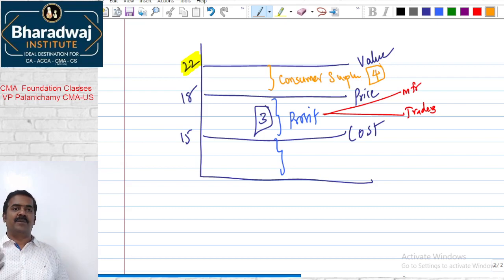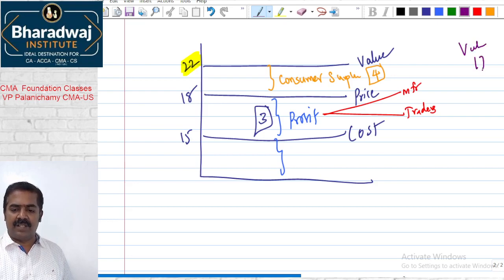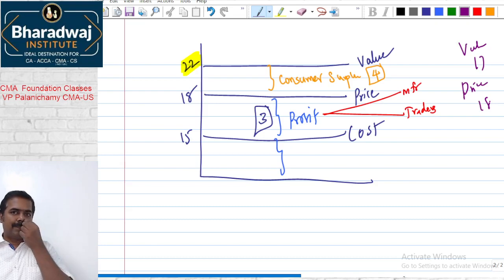I find the value, the level of satisfaction, is more than the price that I pay. I've got more enjoyment than the price that I pay. So this is called consumer surplus. If the value is lesser than the price, will people buy? Let's assume value is only 17 rupees, price is 18 rupees. Will you buy? Sorry, 17 rupees is the value, but I have to pay 18 rupees for that. You will not buy.